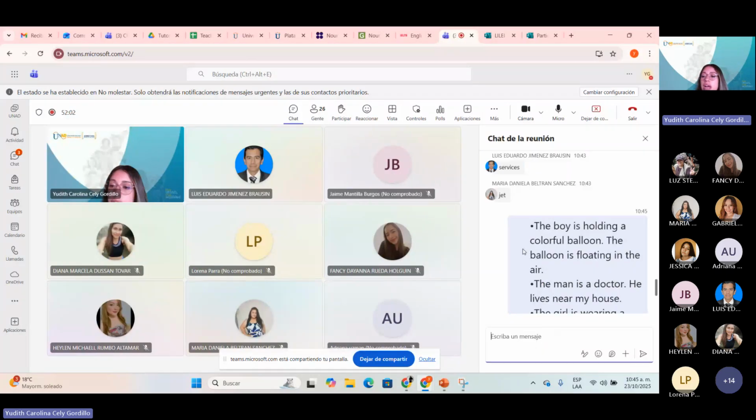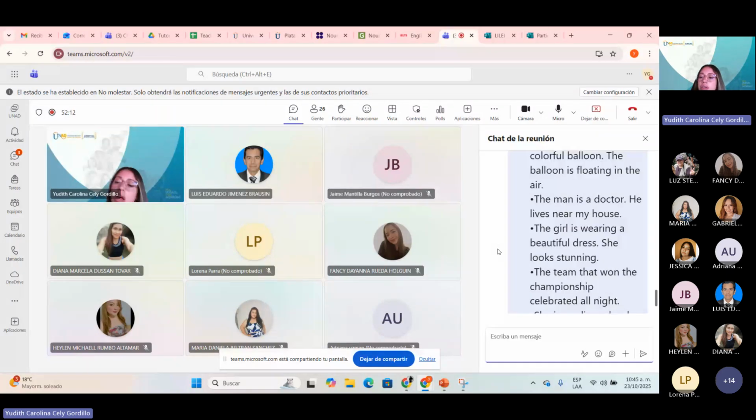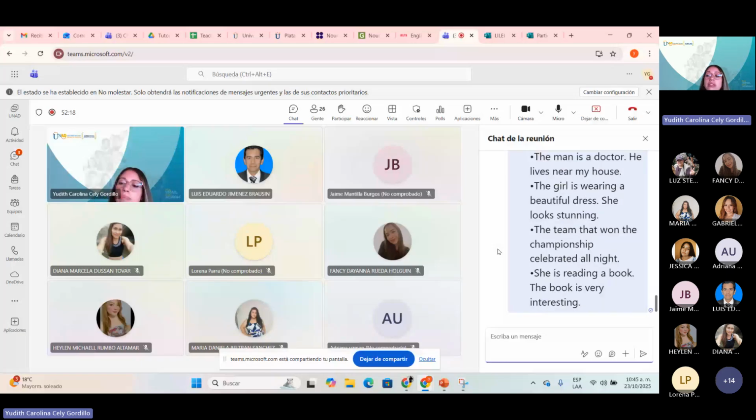The boy is holding a colorful balloon. The balloon is floating in the air. What do you think? What about it? The man is a doctor. He lives near my house. The girl is wearing a beautiful dress. She looks stunning. The team that won the championship celebrated all night. She's reading a book. The book is very interesting.